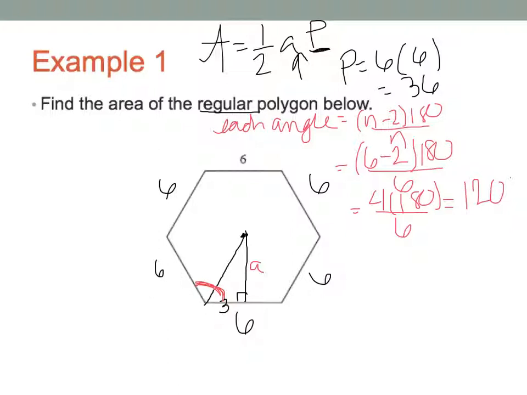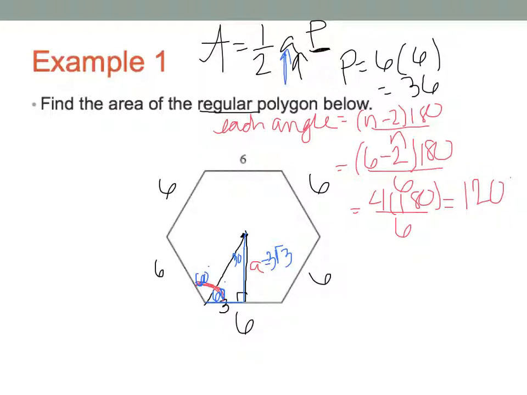So what? If this is 120, I know each one here will be 60, 60. Ladies and gentlemen, I have my 30, 60, 90 triangle again. Now if I know that this bottom length here is 3, please tell me the long leg. You're right, it's 3 root 3. I know my apothem, and I could plug it in my formula.